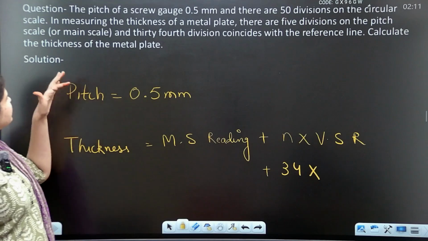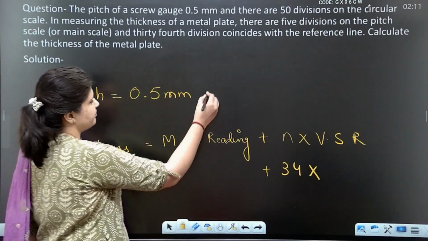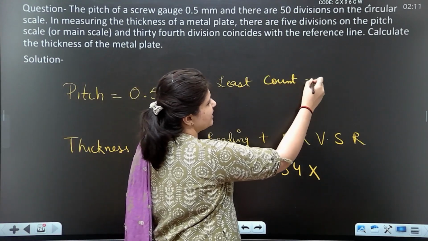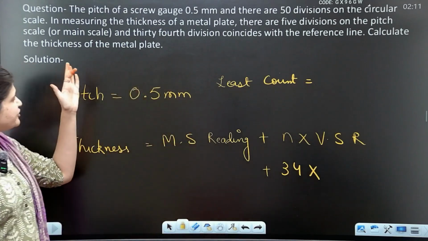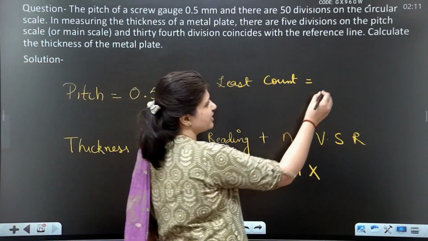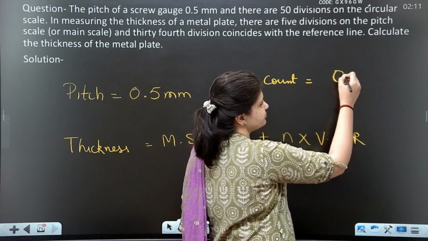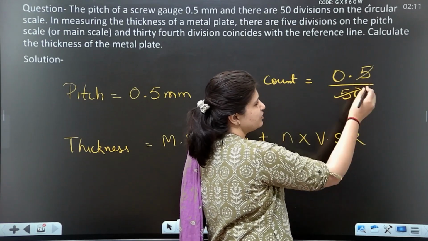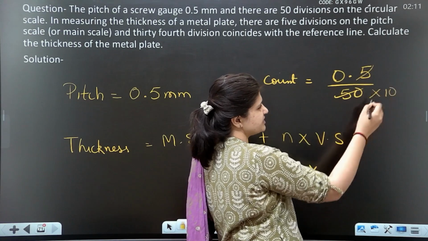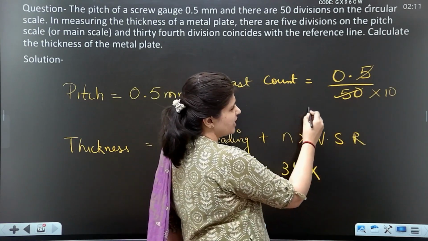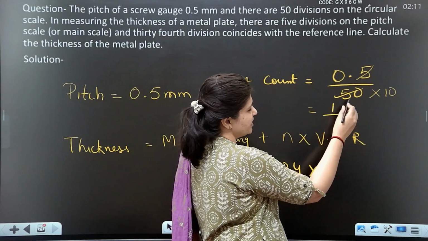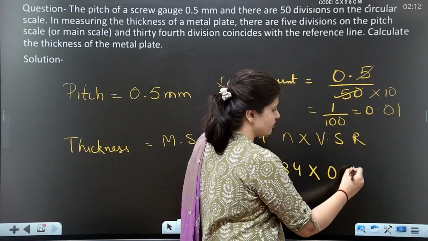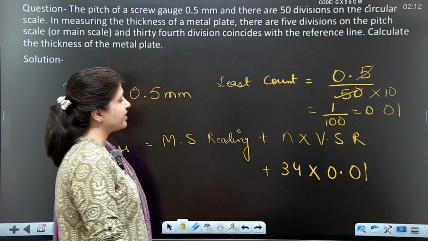So the least count of the screw gauge is, if the pitch is 0.5 millimeter and 50 divisions are there, 0.5 upon 50. This will get cancelled, this is 10, so this is equal to 1 upon 100, which is equal to 0.01.